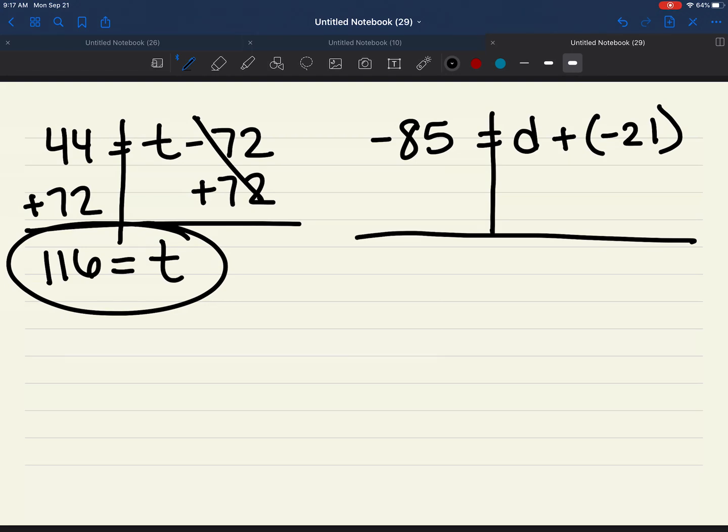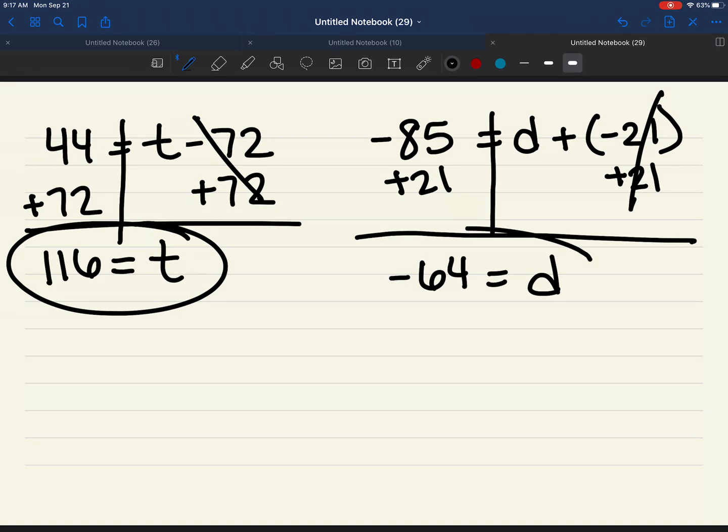Because it is a negative, right? So this number inside's a negative 21, so I'm always going to do the opposite. So I'm going to add 21 to both sides. That way those cancel out. Negative 85 plus 21 would give you what? Negative 64. Very good. Okay, remember if I have one negative and one positive, I subtract the numbers, take the sign of the number further from 0. Okay?